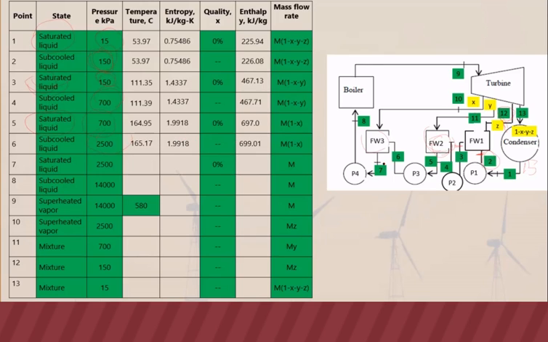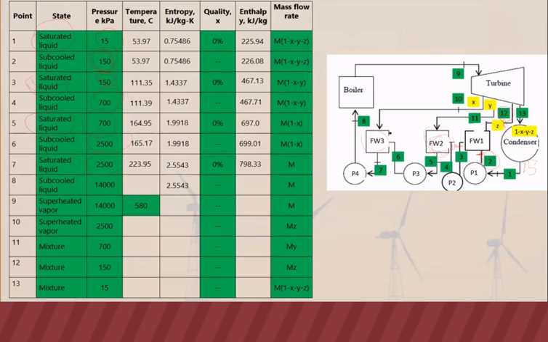And then 7 is leaving the feed water 3, so it should be saturated. So that's why we have a saturated liquid at the same pressure of 2,500 kPa. And since this is saturated, we can get the other properties. And then at point 8, 7 to 8 is pumping, so that's an isentropic process.